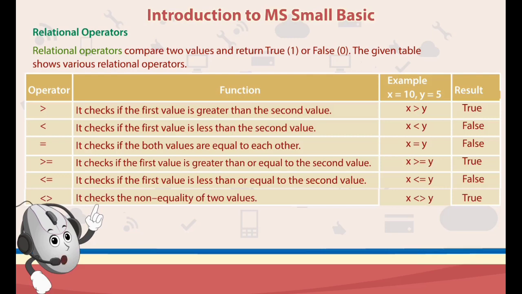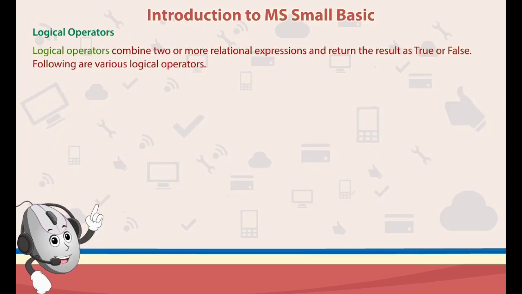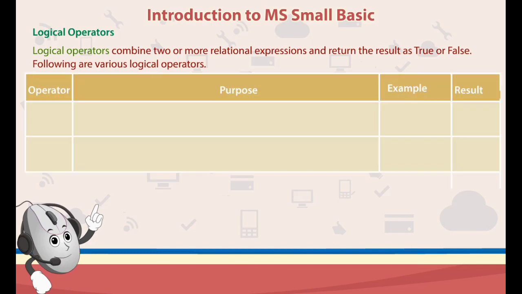False. Non-equality. It checks the non-equality of two values. X is not equal to y. True. Logical operators. Logical operators combine two or more relational expressions and return the result as true or false. Following are various logical operators.